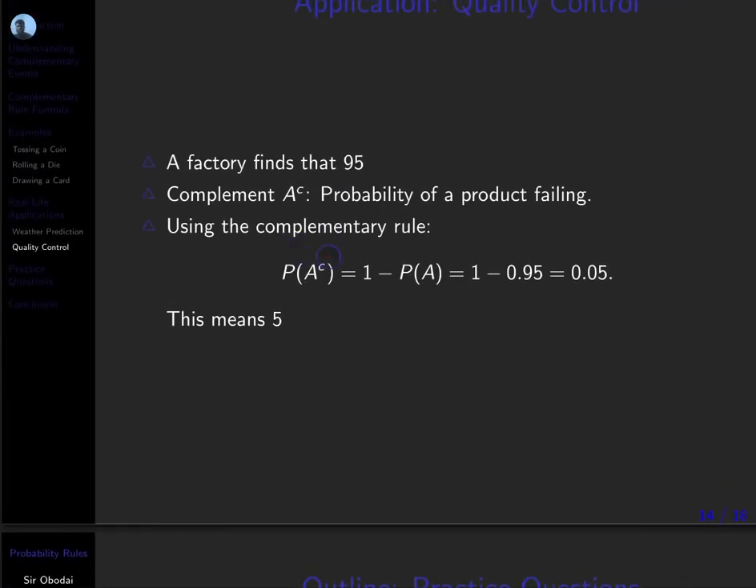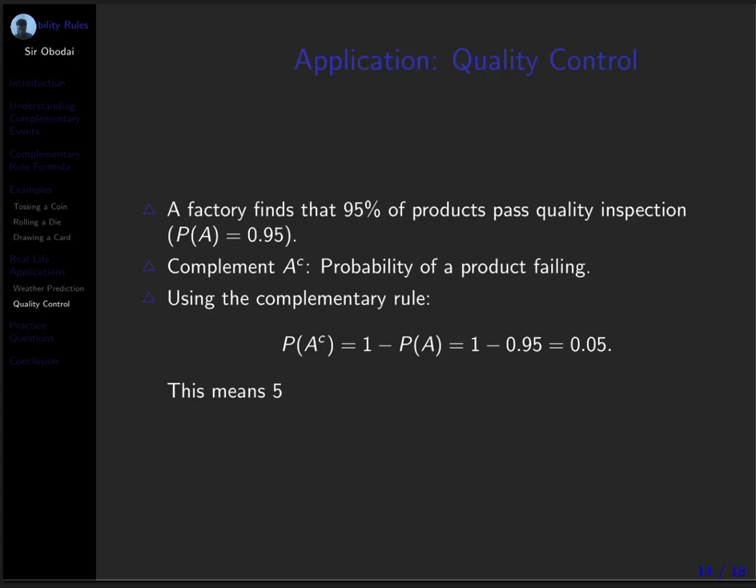Then let's look at our last question. It says a factory finds that 90% of product pass quality inspection. That is the probability of that event. The event we are talking about here is it passing quality inspection, and 90% written as a decimal is 0.9. What is the probability of a product failing, that is it not passing the quality inspection?